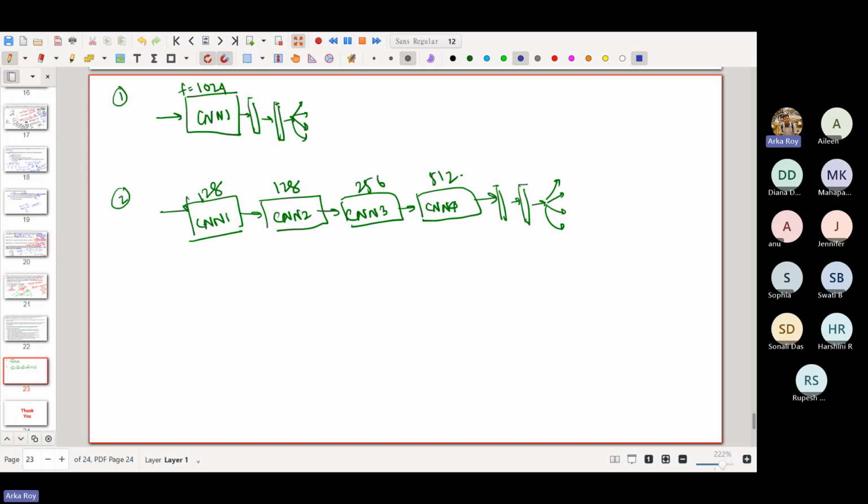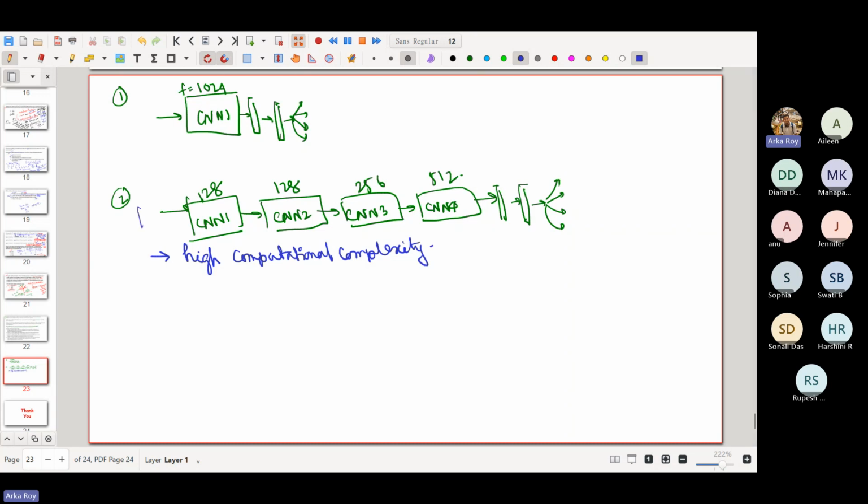Second one. Sorry, which is having more computational complexity? Second one, sir. Second one, yes. So the second one has high computational complexity, because you can see that it has 4 CNN layers.